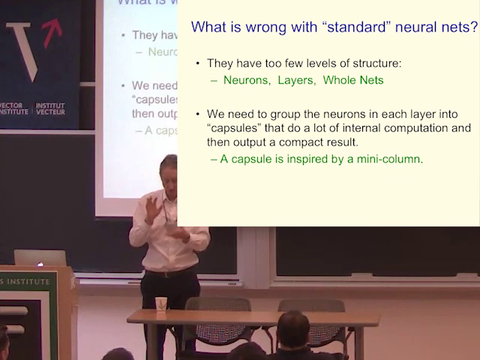So the idea of a capsule, there's another idea in a capsule that works for vision nicely, which is that we're going to assume that in one region of an image, you only have one thing of a particular type.